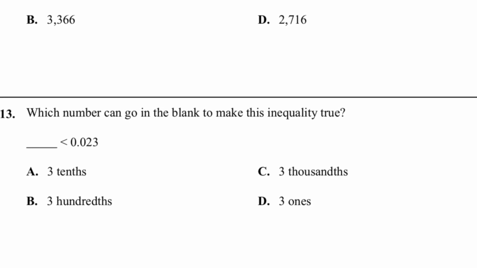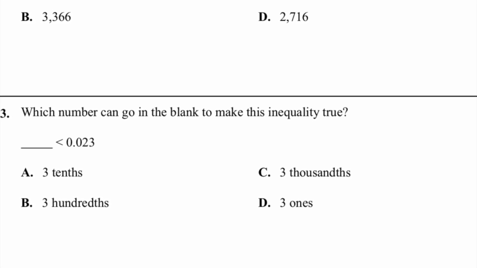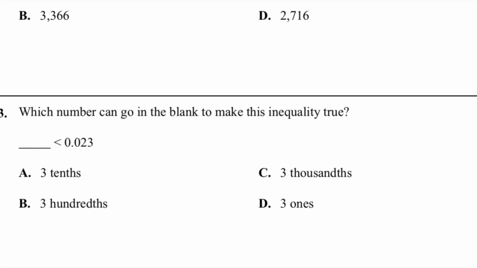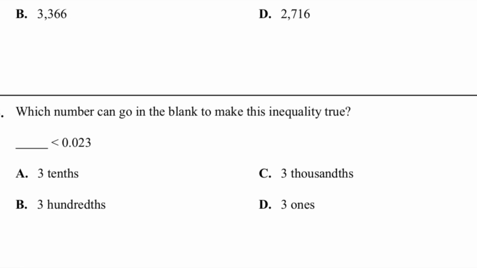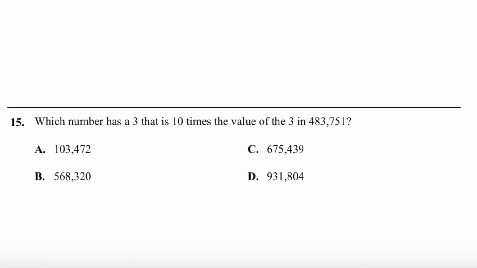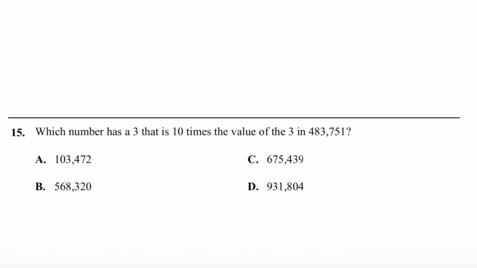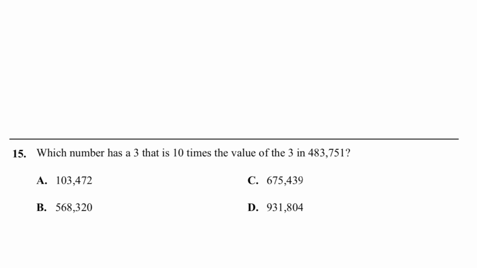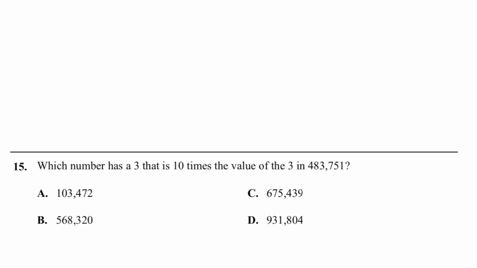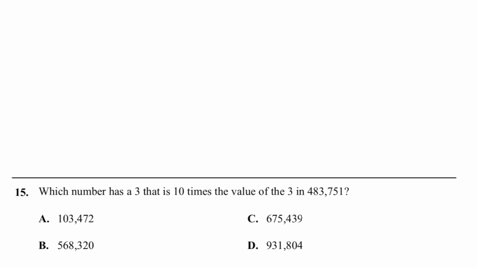Number 13. Which number can go in the blank to make this inequality true? A. 3/10, B. 3/100, C. 3,000, or D. 3/1. Number 14. Which expression is equivalent to the phrase, subtract 2 from 8 and then multiply by 3? A. 8 minus 2 times 3, B. 8 minus 2 times 3, C. 2 minus 8 times 3, or D. 8 times 3 minus 2.